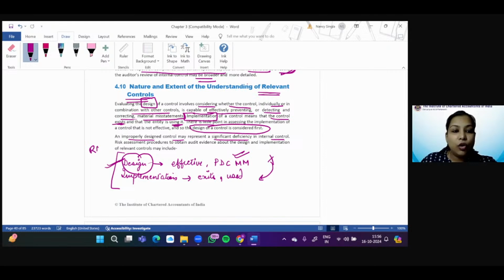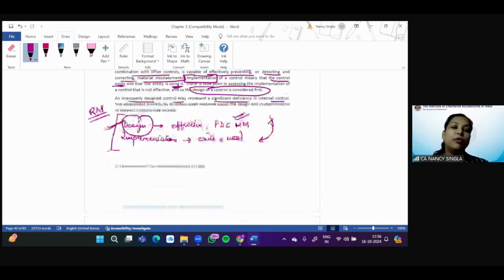Now, in order to obtain audit evidence with respect to design and implementation of relevant control, tell me what risk assessment procedures the auditor can perform. Again, this is a test of what we have done in the last session. Quickly send in your replies. What are the risk assessment procedures that the auditor will perform in order to obtain evidence with respect to design and implementation of relevant control?